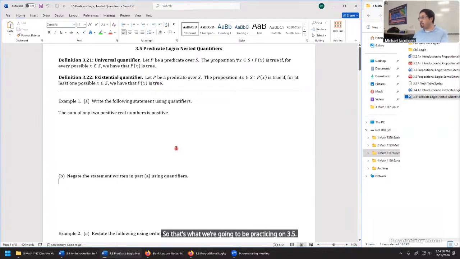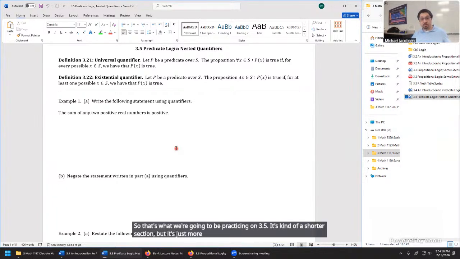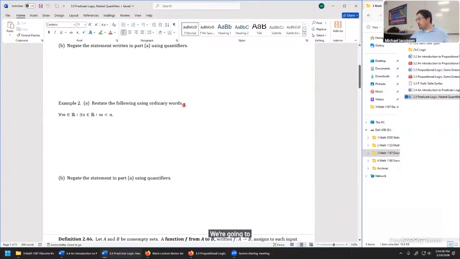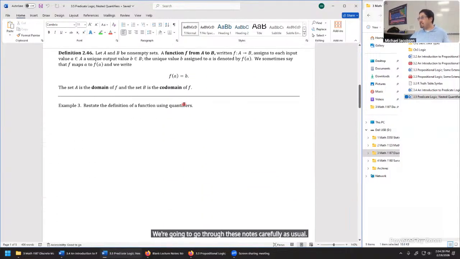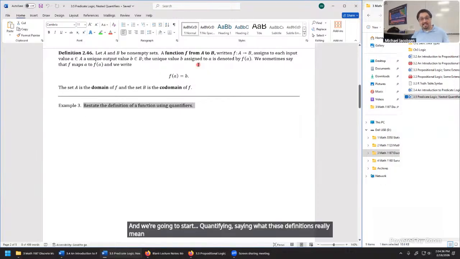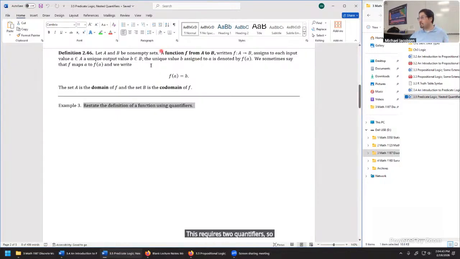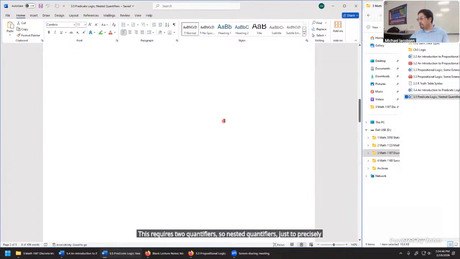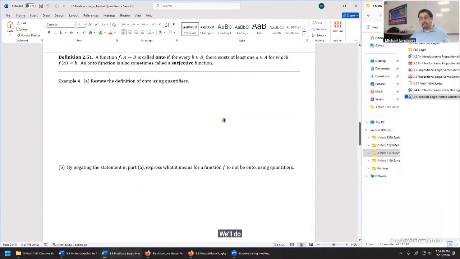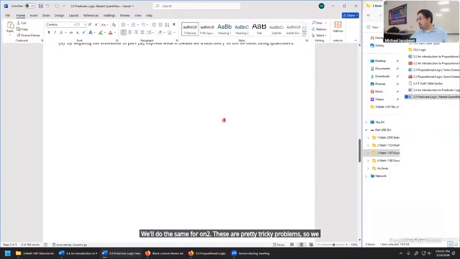It's kind of a shorter section, but it's just more practice with quantifiers, really, and looking into bigger statements that we could not have discussed in the last section. We're going to go through these notes carefully as usual, and we're going to start quantifying, saying what these definitions really mean in the most precise language possible using all the tools and tricks we have. This requires two quantifiers, so nested quantifiers, just to precisely define a function. We'll do the same for onto. These are pretty tricky problems, so we'll take our time with them.